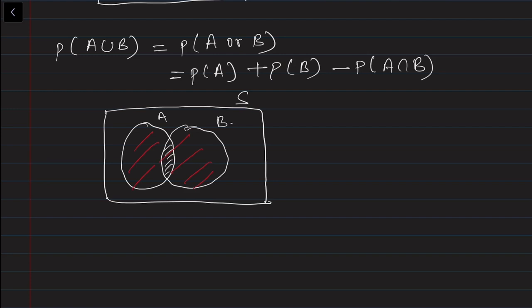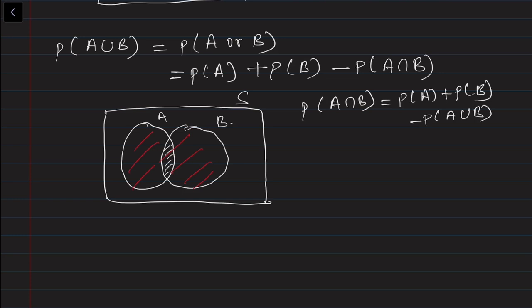So when you add A and B, you are double counting this overlapping region. So you need to subtract it once and then you will get A union B. Now you can also derive the formula for probability of A intersection B by making it the subject. So probability of A intersection B is probability of A plus probability of B minus probability of A union B, okay?